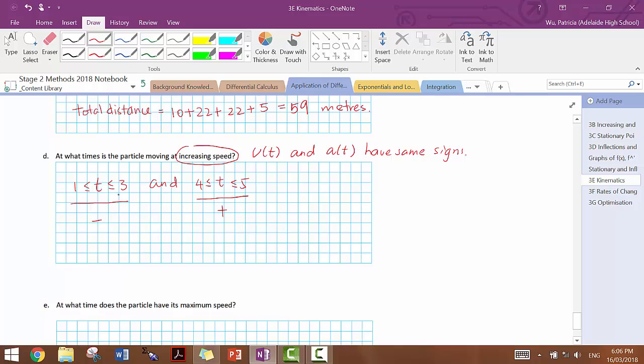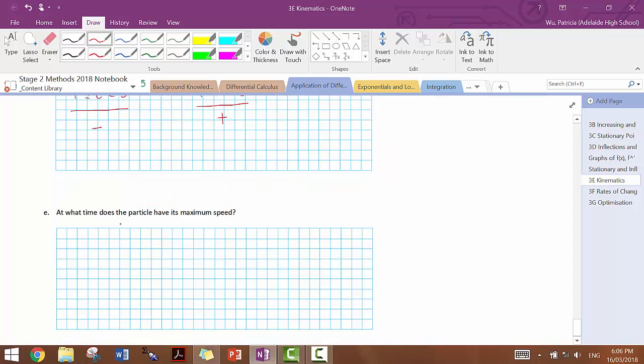So in between 1 and 3 seconds, the object is moving towards the left quicker and quicker. And then in between 4 and 5 seconds, the object is moving to the right more and more quickly. And then it's asking, at what time does the particle have its maximum speed?